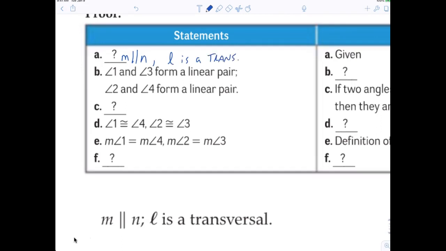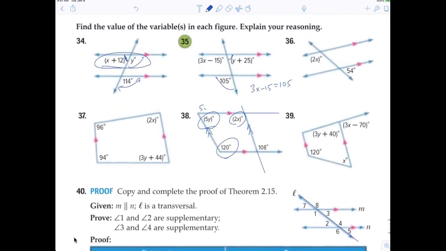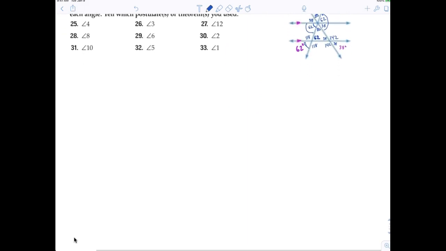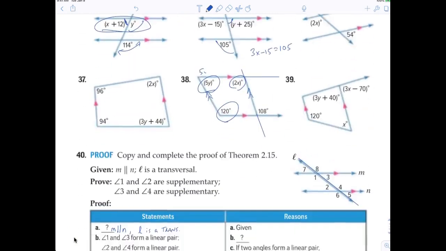What is a transversal? Transversal is the line that cuts through the two parallel lines. That's all that means. You with me? This up here is also a transversal. All of these are transversals. They don't have to be parallel lines, which we will always see. Here's two lines, right? There's your transversal. All right? All right, here we go.